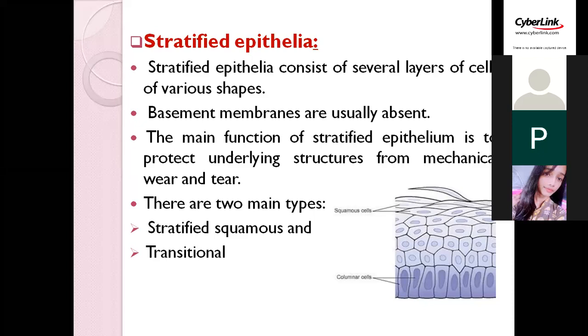We have the stratified squamous and the transitional epithelia. Under stratified we have two types, and under the simple epithelium we have three types: simple cuboidal, simple columnar, and simple squamous. Under stratified we have stratified squamous and transitional. So let's discuss them one by one.